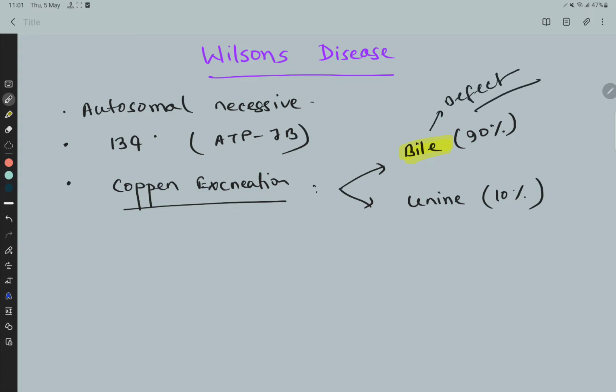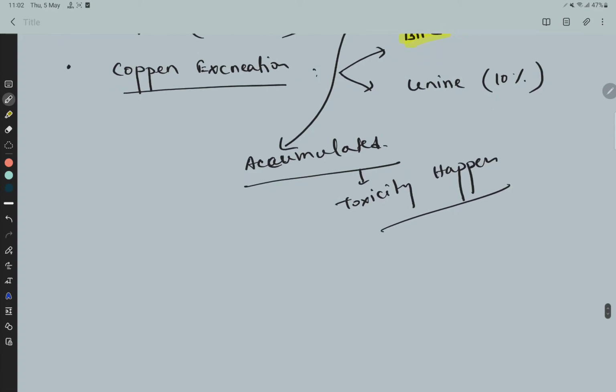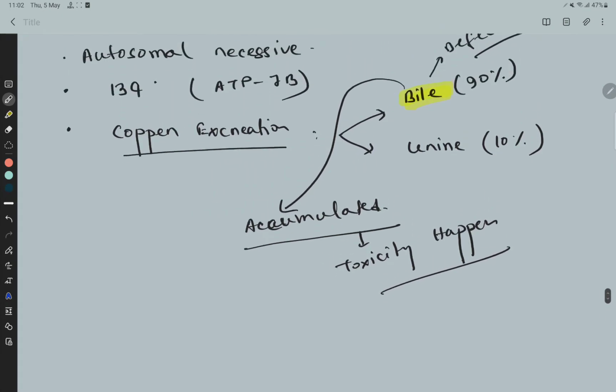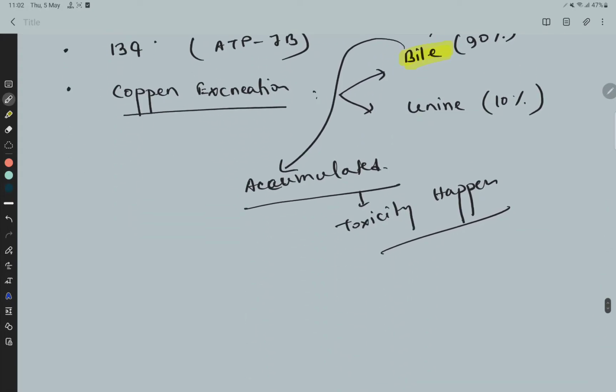So there is a defect, and copper accumulates. Copper accumulates, so toxicity happens, and that is called Wilson's disease. The result is Wilson's disease. Okay, so what are the clinical features?